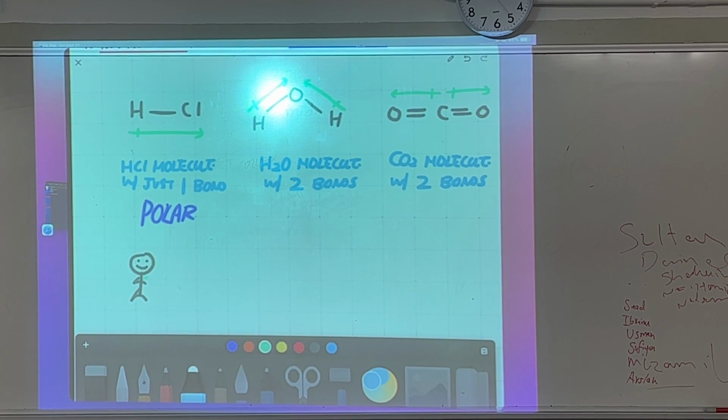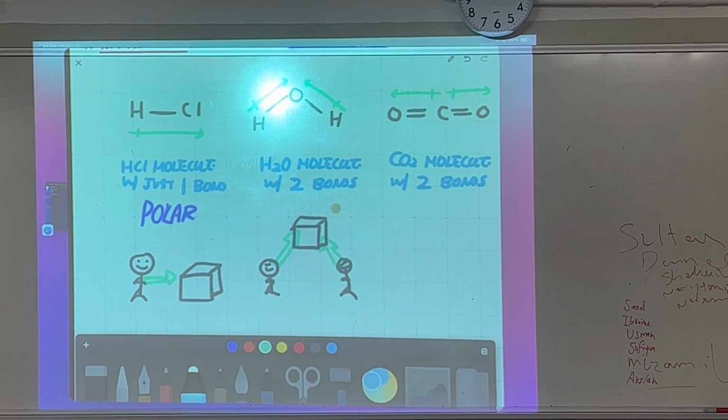Say you are pushing on a wooden block. You know the block will move. So the molecule we say will be polar. What about in here? This is analogous to two persons pushing on the block with the same amount of force at the same time at an angle. Would the block move? No. If they're pushing the block at an angle, the block will actually move.